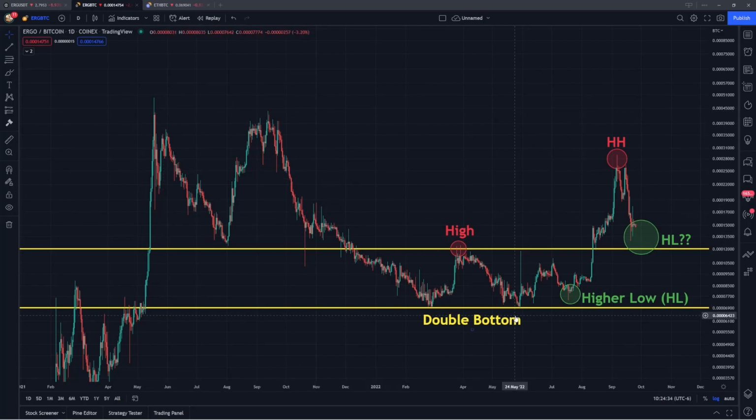And what I'm going to be doing is comparing this ratio to the Ethereum Bitcoin ratio back in the previous cycle during the 2019 bear market. Essentially what I want to do is look at the similarities between these two charts and what that means for Ergo Bitcoin going forward.